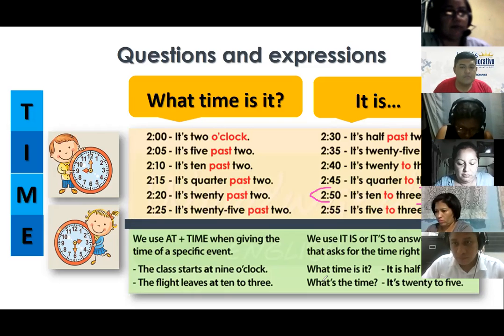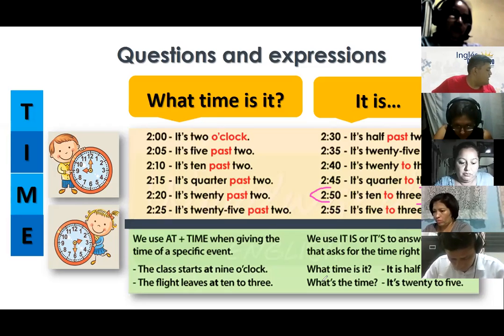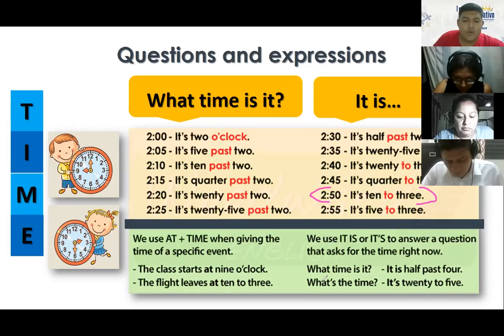Yes, excellent. Super. Nice. Okay, let's carry on. Sigamos con la explicación.